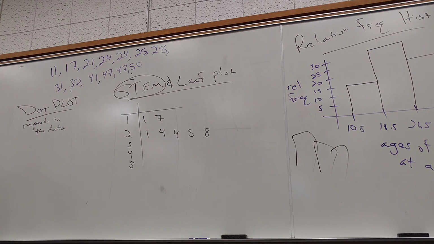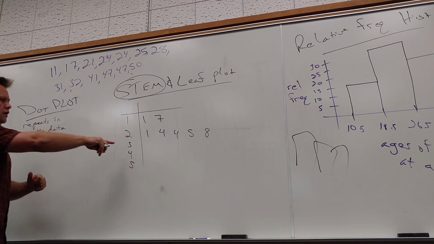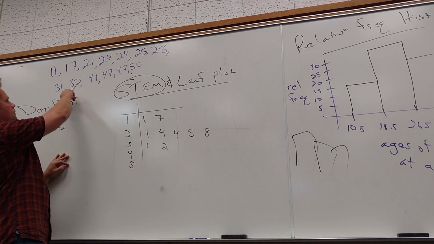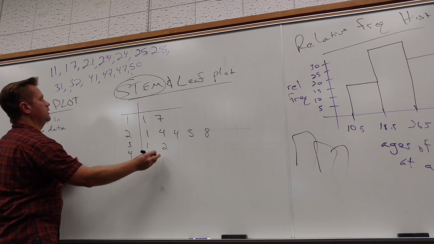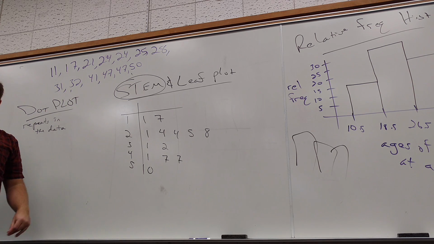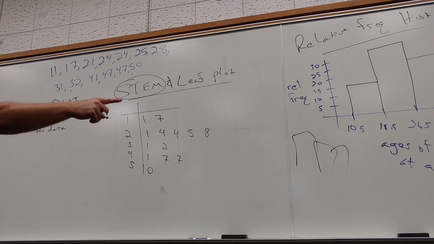Let that be nice. Don't sit there and go, I can't be understanding this. This is too easy. No, you understand it completely. 3: 1, 2, right? 4 is 1, 7, 7. And 5 is 0. And do you see how, if you do this, it sort of makes its own little histogram?